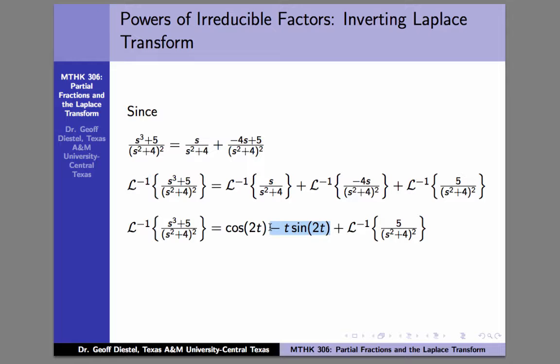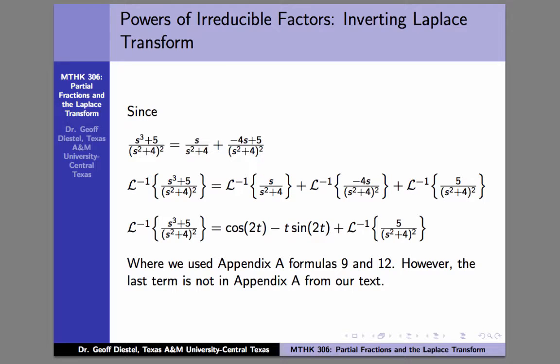The third one, however, does not appear in our table. I'm just telling you here which formulas you want to look at, and maybe pause the video, look at the formulas, and see that you can make these identifications. The first term is cosine of 2t, the second term is a negative t sine of 2t. The third term doesn't fit in our table, so we'll deal with it in another way.